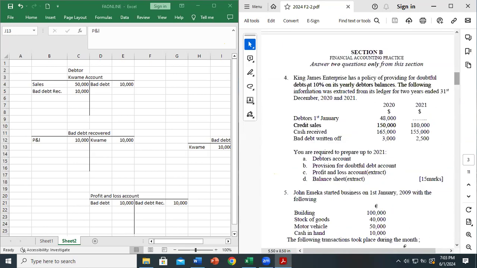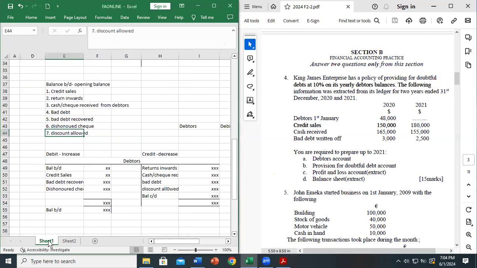Okay, so it says King James Enterprise has a policy of providing for doubtful debt at 10% on its yearly debtors balance. The following information was extracted from the ledgers for the year 2020 and 2021. So, gentlemen, you are required to prepare the debtors account. If you appreciate what we've discussed so far, then you know that for your debtors account, you need the opening balance, you need credit sales, return invoice, these items, right?